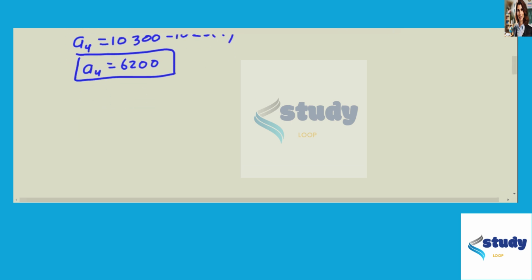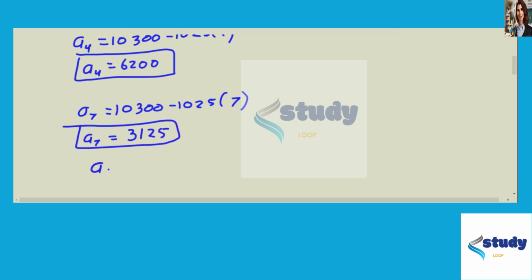All right, next we're jumping to year 7, so we'll do a sub 7. We'll have 10,300 minus 1,025 times 7. 1,025 times 7 is 7,175, and 10,300 minus 7,175 is equal to 3,125.